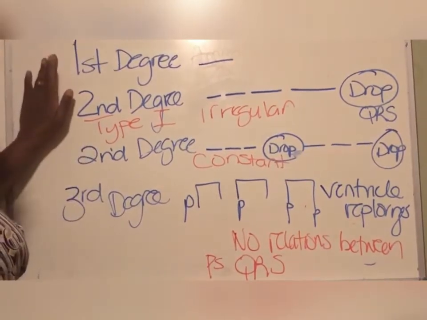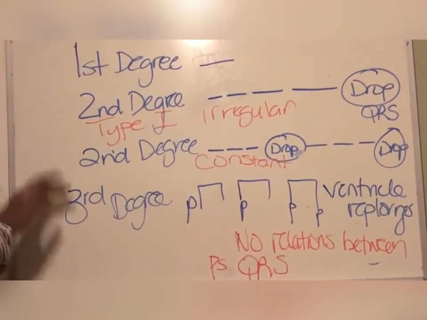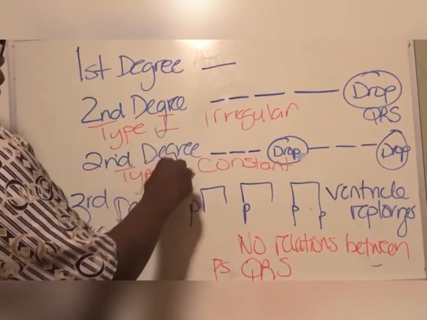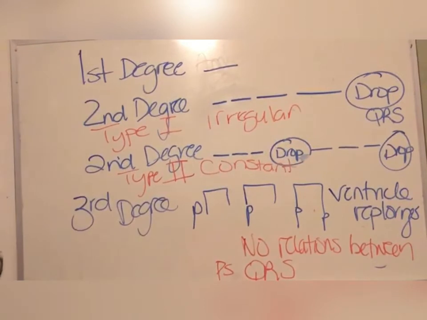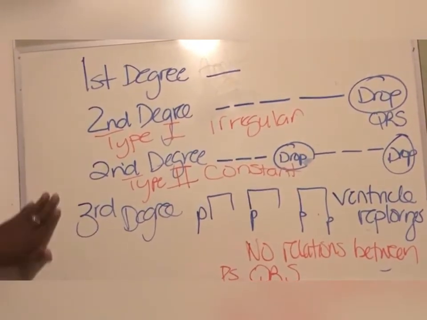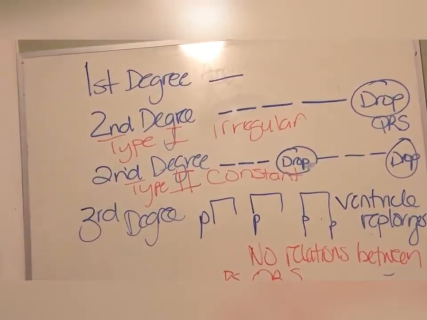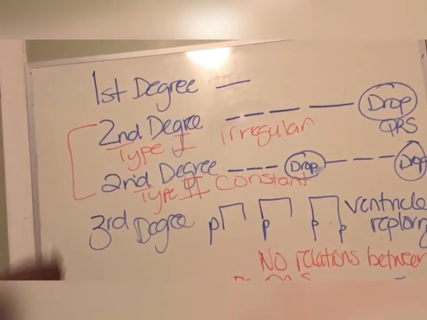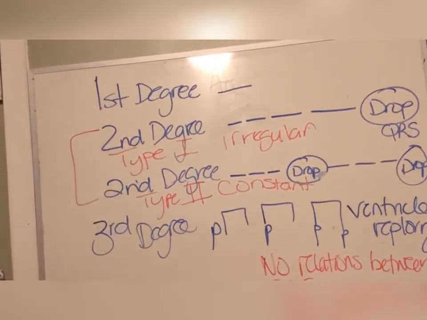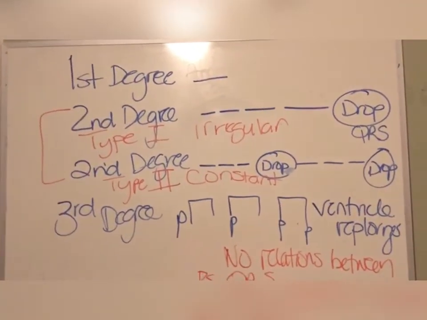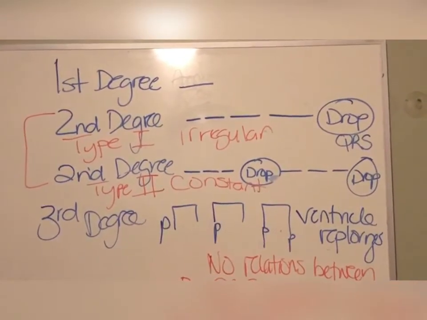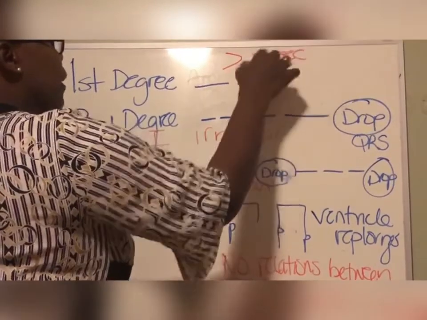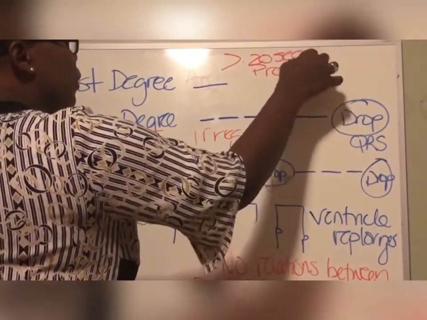So first degree, second degree type 1, second degree type 2, and then your third degree, okay? So there are two types in your second degree. Look at this, your first degree. What's happening there? In your first degree, your PR interval is prolonged. It's greater than 0.20 seconds. Prolonged.